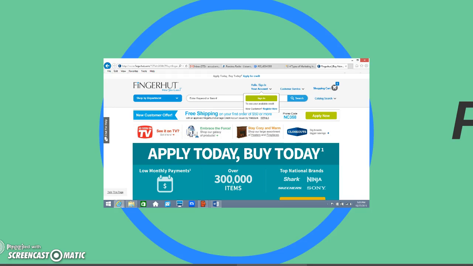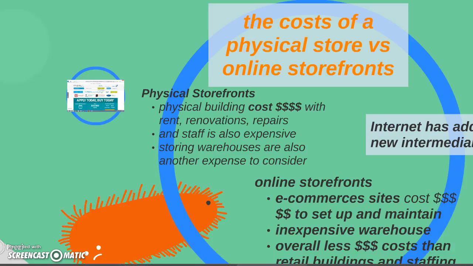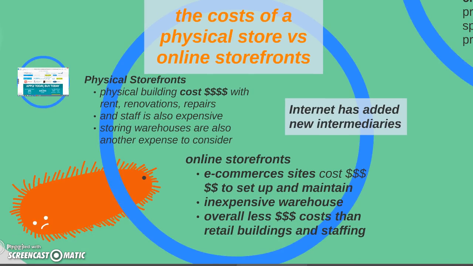Now, Fingerhut is a very interesting online store. It doesn't have storefronts, but it makes quite a lot of money. The cost of a physical store versus online storefronts: the e-commerce sites cost money to set up and maintain. Fingerhut must spend serious money on their online storefront because they are able to reach large markets and have high turnover on product.